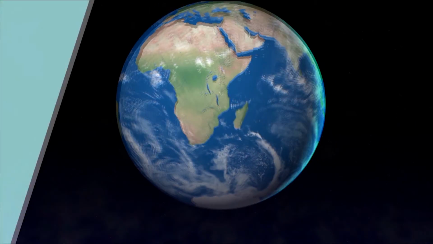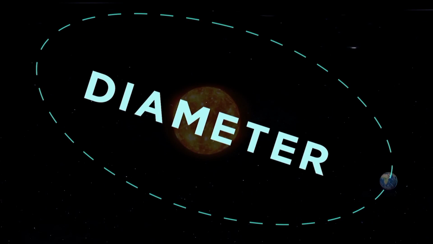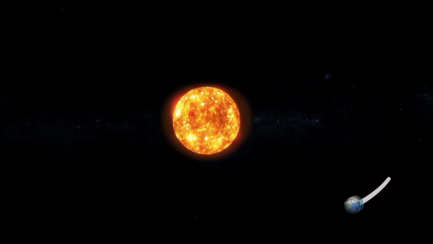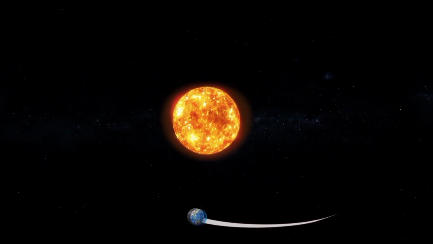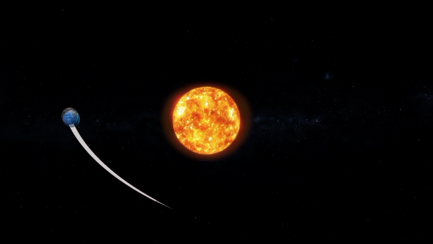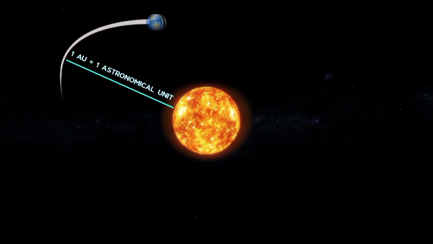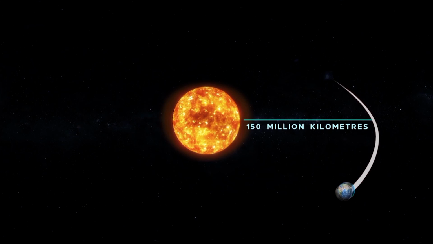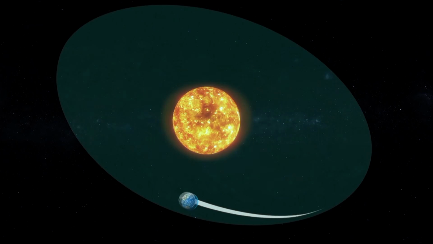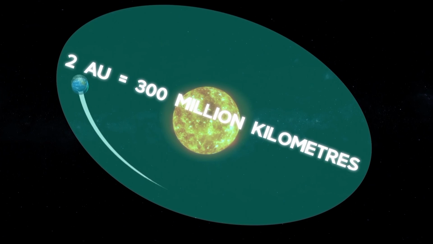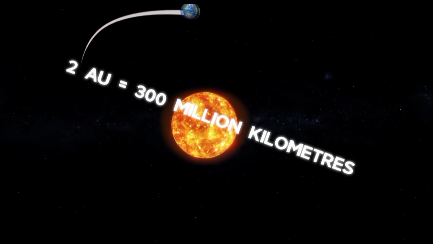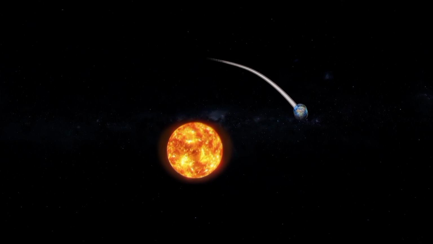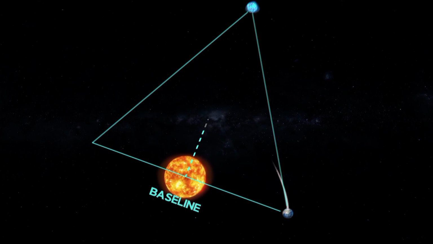We have just that in the diameter of the orbit of the Earth. The distance from the Earth to the Sun, the closest star to Earth, is 1 astronomical unit, or AU, which is roughly 150 million kilometers. Hence, the diameter of the orbit of the Earth is 2 AU, or approximately 300 million kilometers. This is the baseline used to measure the distance to a star.